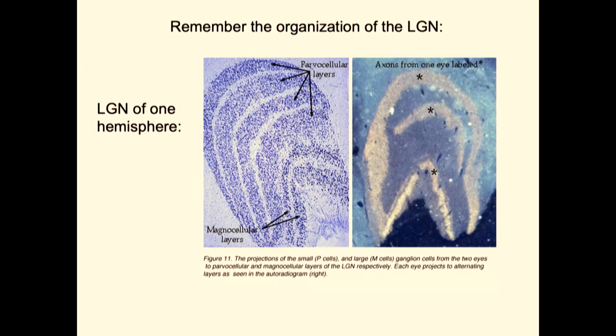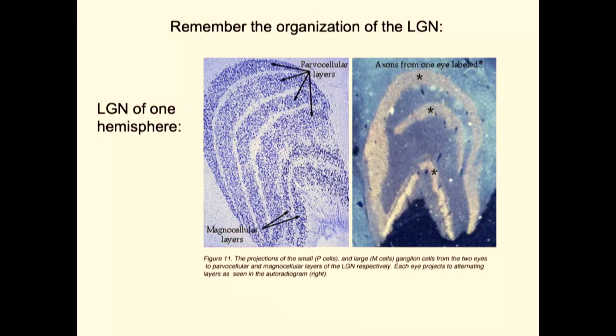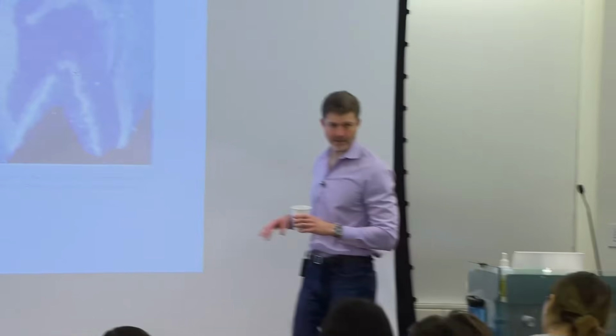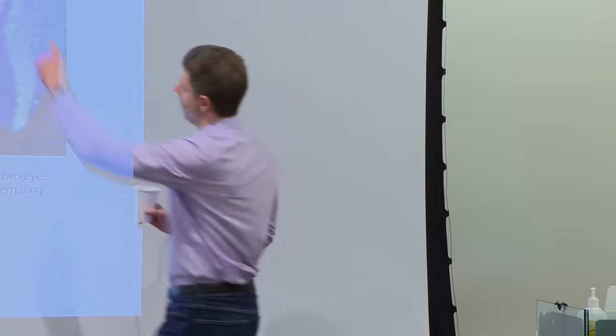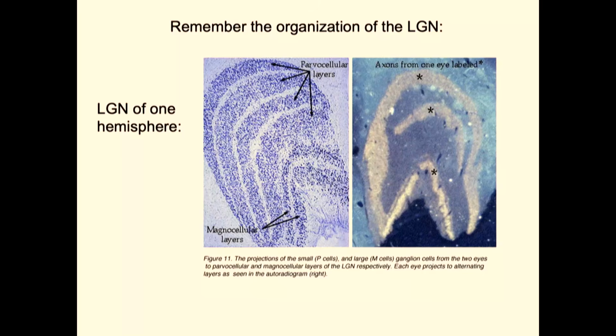Okay, so how does all of this get hooked up to the LGN? So remember, this is the LGN. The LGN's got these 6 layers. Okay, the top 4 are the parvocellular layers. The bottom 2 are the magnocellular layers. This is a picture, though, that shows the labeling from one eye. And so you can see that alternate layers are getting input from one eye, right? So each layer gets input from either the left eye or the right eye. I'm not sure which one.